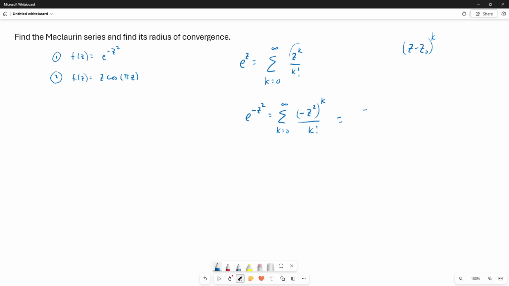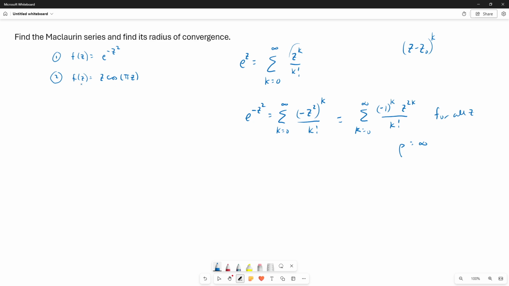And now simplifying, negative 1 to the k, and then z squared to the k is z to the 2k. So there's the Maclaurin series for e to the minus z squared, and this series will converge for all z. So the radius of convergence is infinite, and that comes from the ratio test. And we'll see that one in detail when we do number 2 here. It's basically the same.